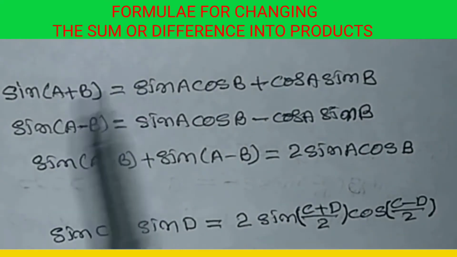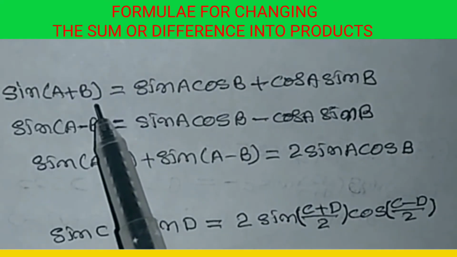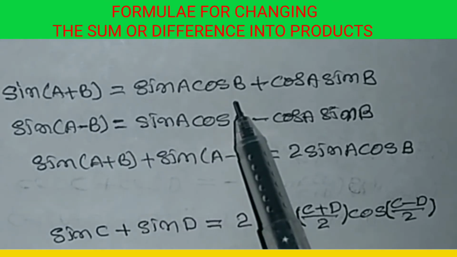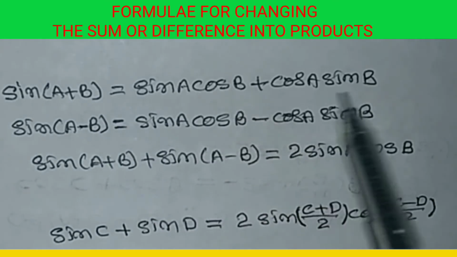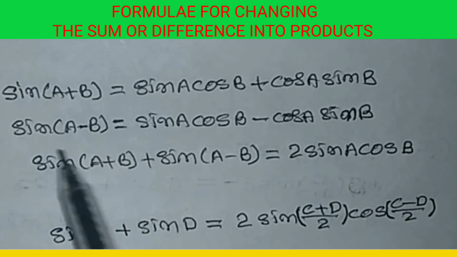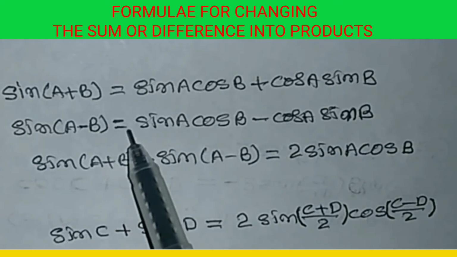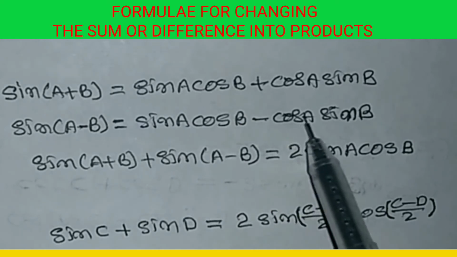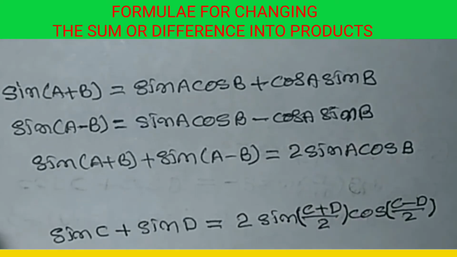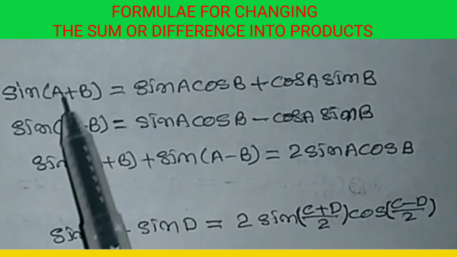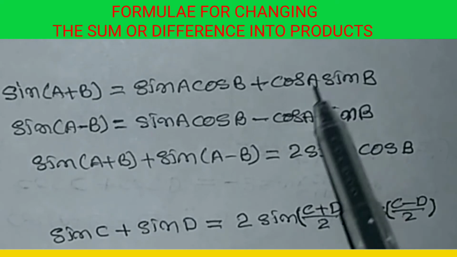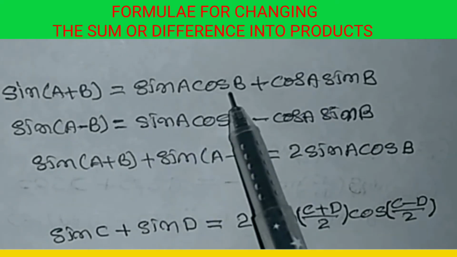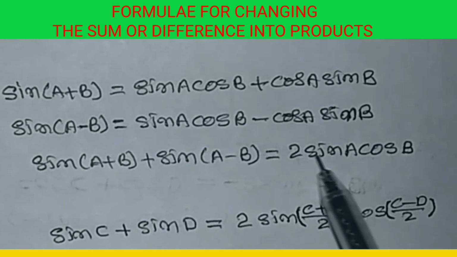Sin A plus B is equal to sin A cos B plus cos A sin B. Sin A minus B is equal to sin A cos B minus cos A sin B. Adding these two, sin A plus B plus sin A minus B is equal to, cos A sin B cancelled. We will get sin A cos B plus sin A cos B is 2 sin A cos B.